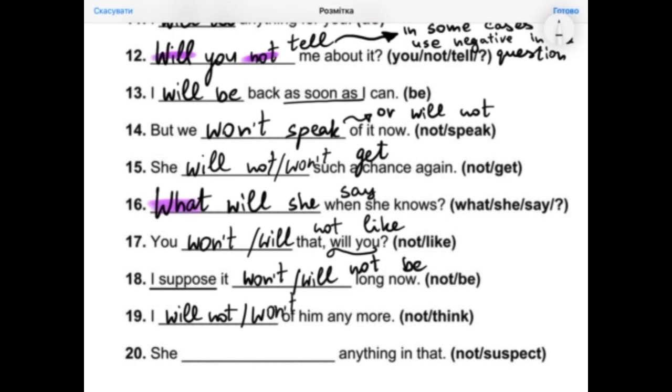Think of him anymore. And the last sentence, this is not affirmative but negative one. So she won't or also she will not suspect anything in that. So we can use the long form or the short form, as you wish.